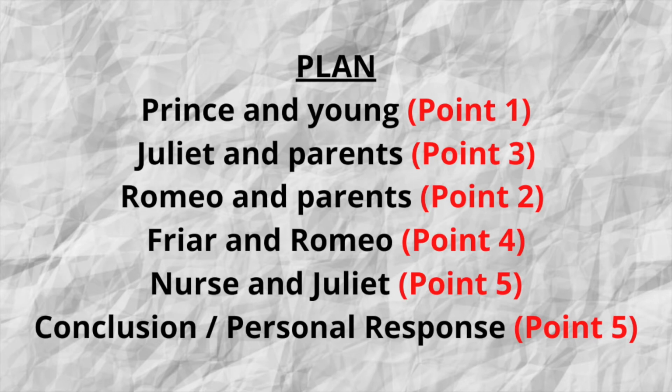Next, I will plot out the key moments in the play that answer the question, and I'd synthesize these ideas into a sequence plan. So initially I'll start off with writing about the prince and the young, and then Romeo and his parents, then Juliet and her parents, then Friar and Romeo, and finishing on the nurse and Juliet, and the conclusion and personal response.